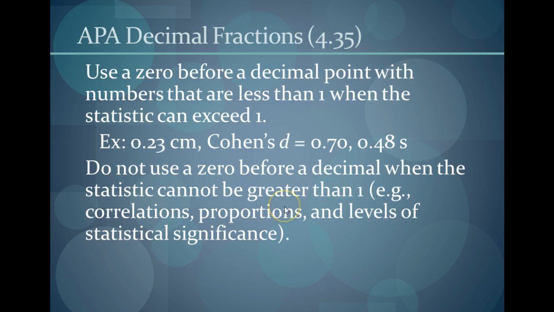So if the statistic cannot be greater than 1, which would be things like correlations, R values, which we'll talk about a little bit later, proportions, and p-values can only be less than 1, then you never write a 0 in front of the decimal. So you have to think about what's possible to help you determine whether a 0 should be there or not.